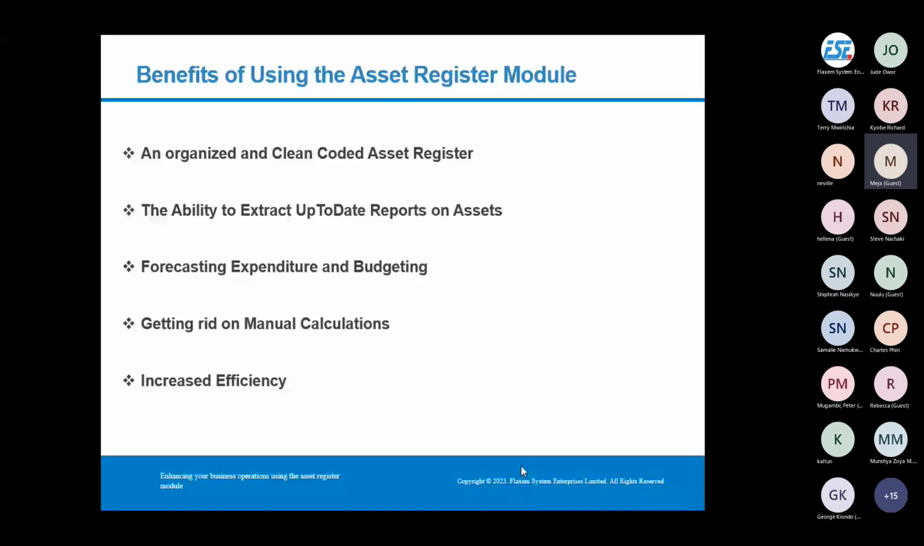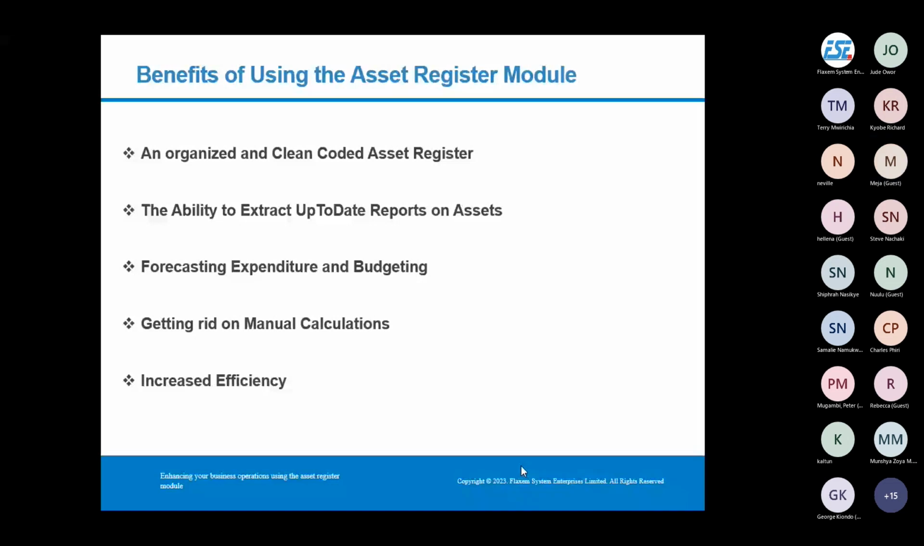Another one, you can extract up-to-date reports on the assets and see all the transactions that have occurred. Also, you can do forecasting of the expenditure and the budgeting of the same. You can get rid of manual calculations. As I said earlier, you can do automatic depreciation, and even disposal, the system will calculate for you. All this will increase efficiency.